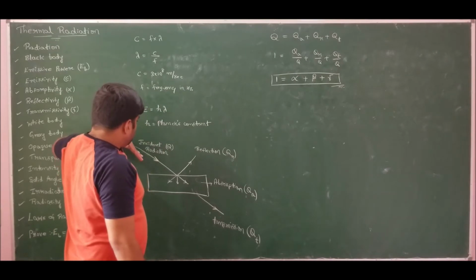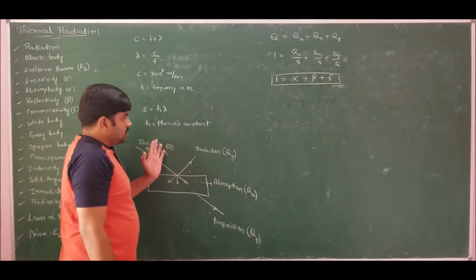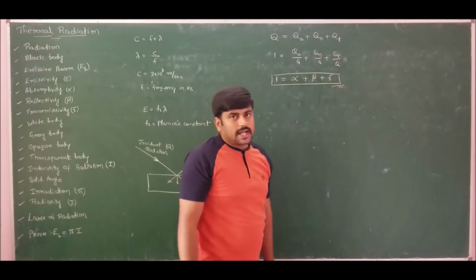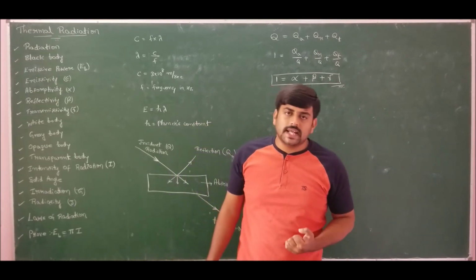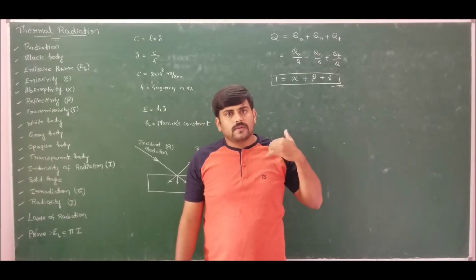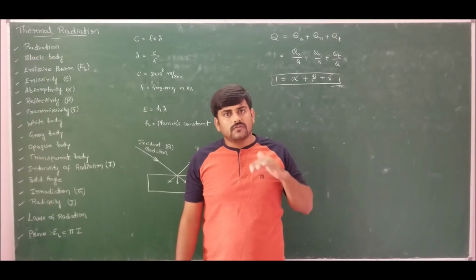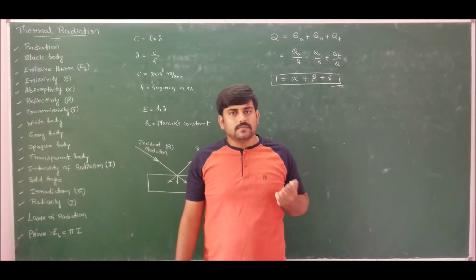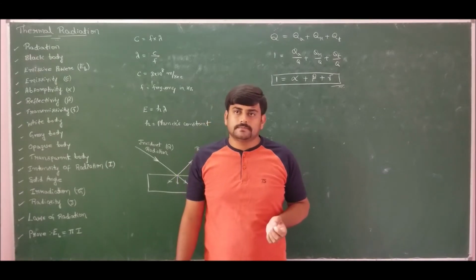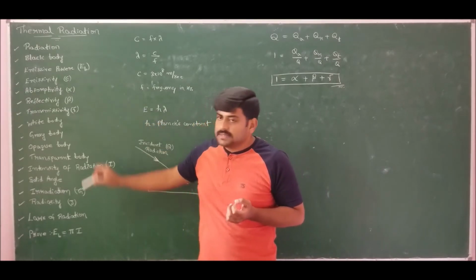So if I consider radiation incident on a surface, three things can happen, from which I can define absorptivity, reflectivity and transmittivity. The fraction of incident radiation that is reflected is termed as reflectivity. The fraction of incident radiation that is absorbed by the surface is termed as absorptivity. The fraction of incident radiation that is transmitted can be termed as transmittivity. The sum of these three should be equal to unity. So this is about the concept of emissivity, absorptivity, reflectivity and transmittivity.